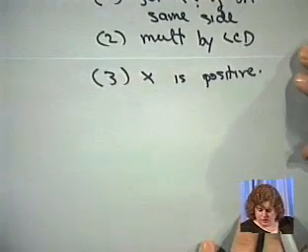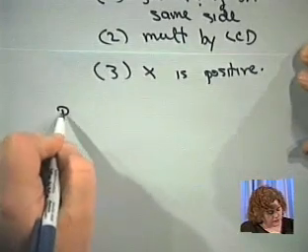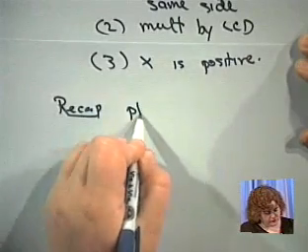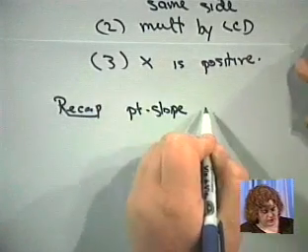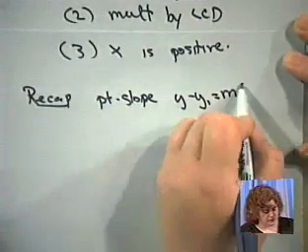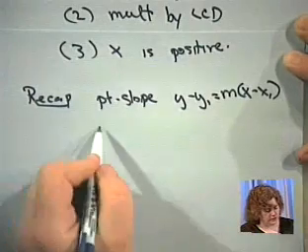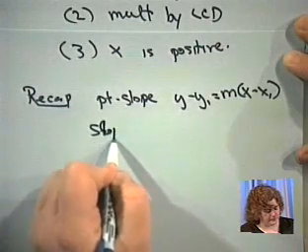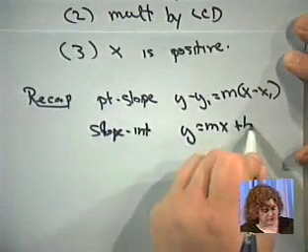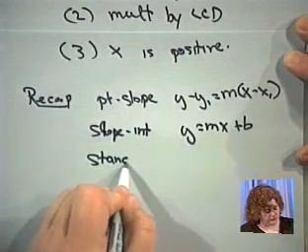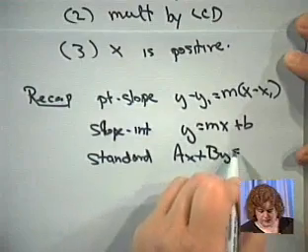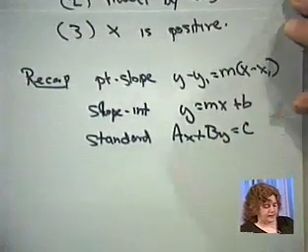And just to review the forms, to write them out again, we have the point-slope form, y minus y1 is equal to m times x minus x1. We have the slope-intercept, y is equal to mx plus b, and we have standard form, ax plus by equals c. And that's the end of this segment.